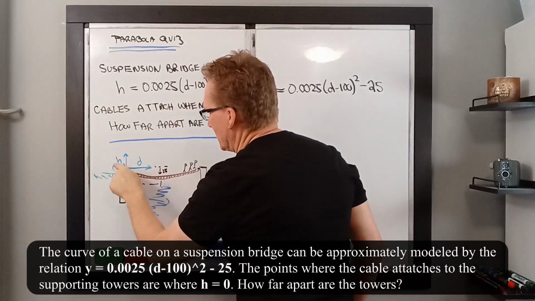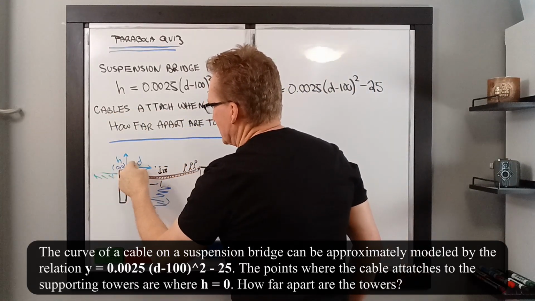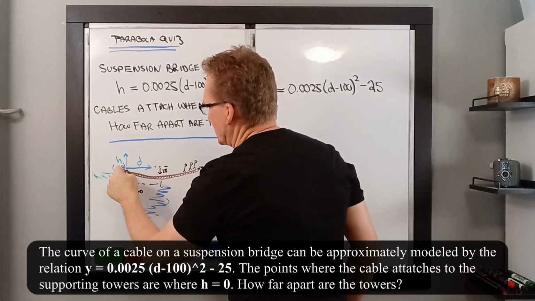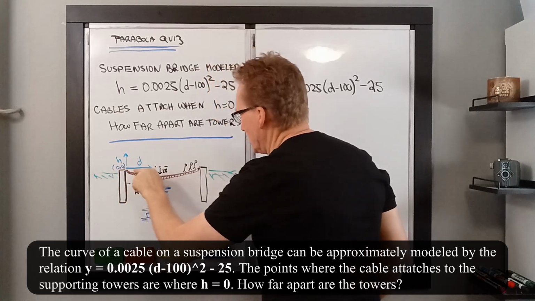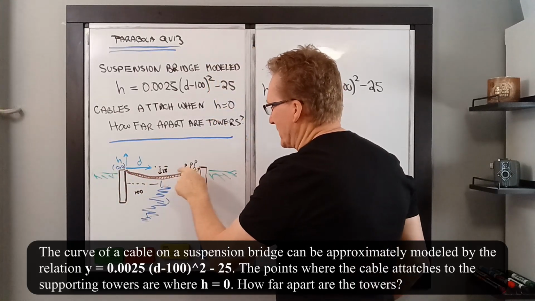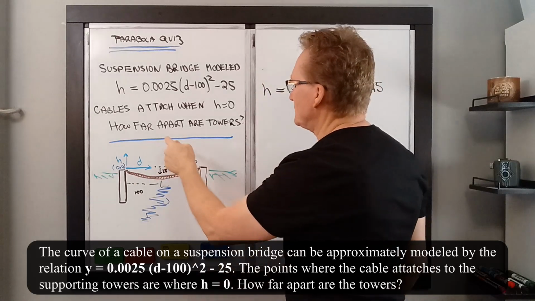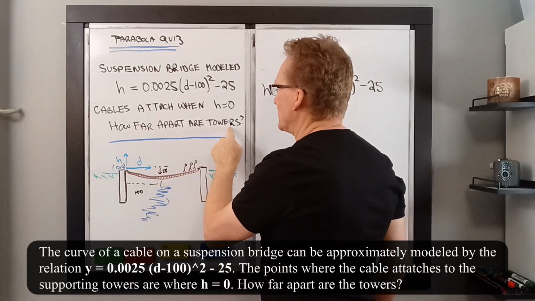Notice I've labeled it here. h is the height and d is this way along the bridge, 0, 0. So that's where the cables are attached here, and the same height over here. Here we have a couple of people walking on the bridge. How far apart are the towers?